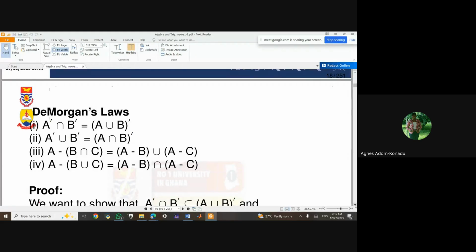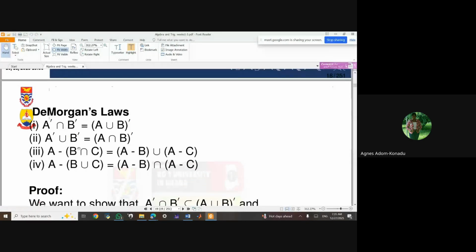A complement union B complement is the same as A intersection B, or in a bracket, complement. Then A difference B intersection C is equal to A difference B union A difference C. And then A difference into brackets. So the first one is intersection, and then the second one is A difference B union C, which is the same as A difference B intersection A difference C. So please pay attention.